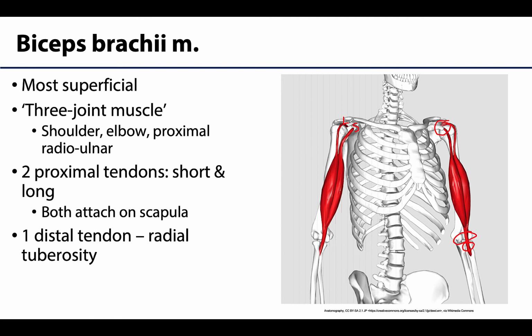And both attached to the scapula, just one is a little bit more superior and a little longer, so it gets the name long head. As mentioned, both are attaching to the scapula. These proximal tendons will lead to muscle bellies. So you'll have these two separate muscle bellies that will coalesce into one distal tendon that attaches to the radial tuberosity of the radius. This attachment on the radius allows it to play a role in terms of supination of the radio-ulnar joints.